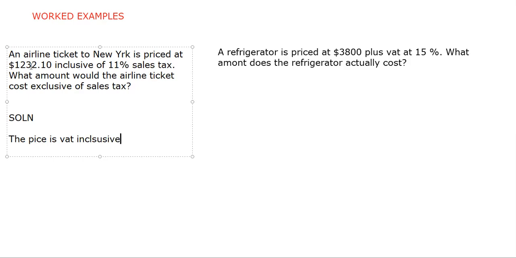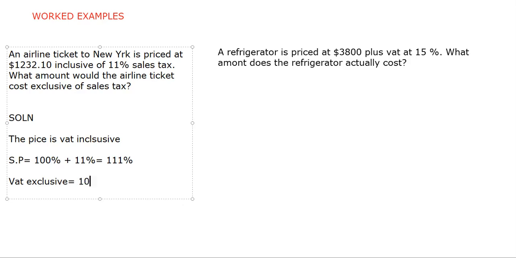Priced at $1232.10 inclusive of 11%. So therefore, the selling price is equal to 100%, which is your base, plus 11%, because 11% sales tax is included in this. And our base price is always 100. So it will be 100 plus 11, which is 111%. So therefore, to work out our VAT exclusive price, we want this price here, 100 without the 11.